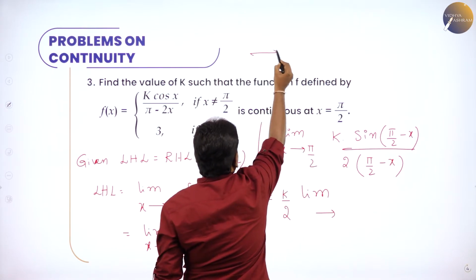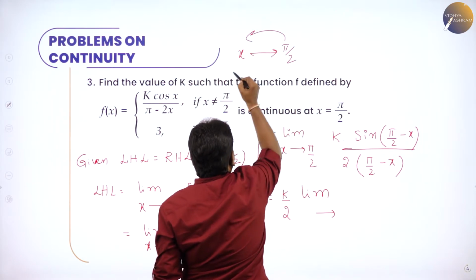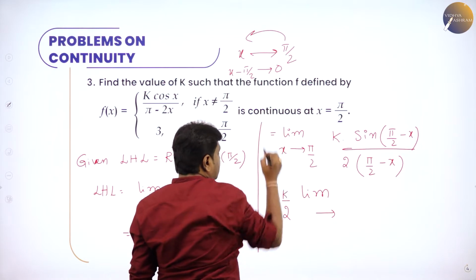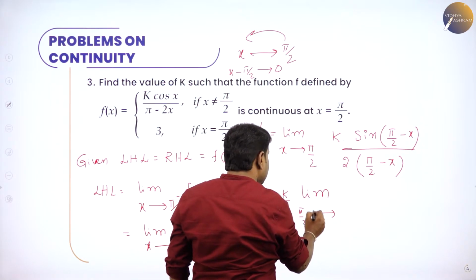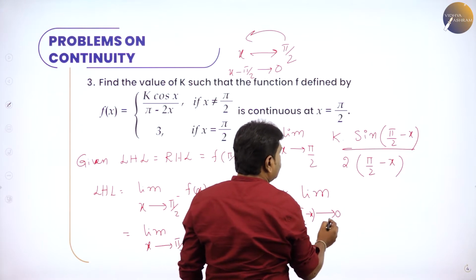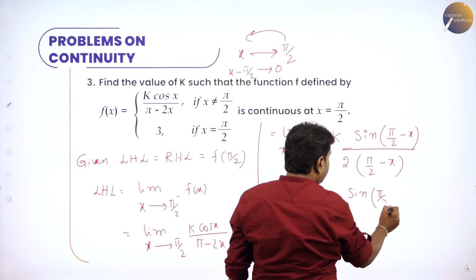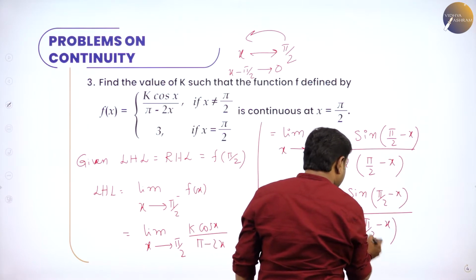I told you x tends to pi by 2, bring pi by 2 to this side, it will become x minus pi by 2 tends to 0, or multiply minus on both sides, then it will become pi by 2 minus x tends to 0. We will get sine of pi by 2 minus x divided by pi by 2 minus x. My dear students, observe this carefully.